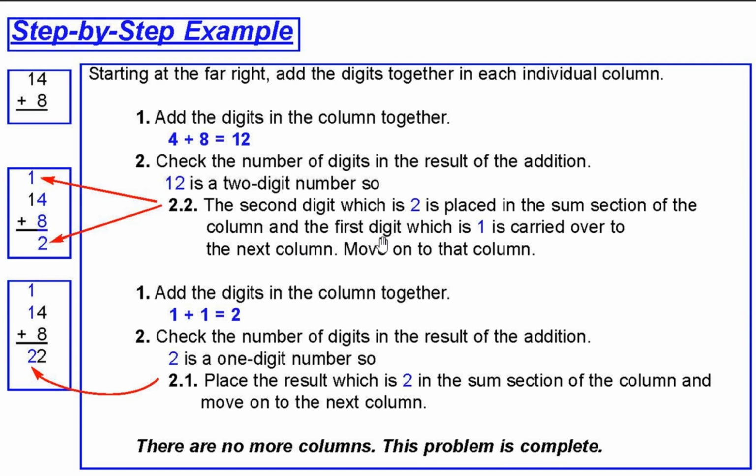The first digit, which is 1, is carried over to the next column. As you can see, 1, which is the first digit, has been carried over to the next column. We are now going to move on to that column.